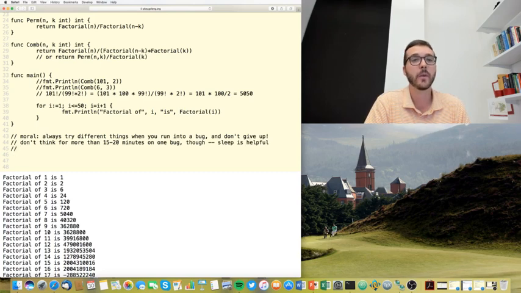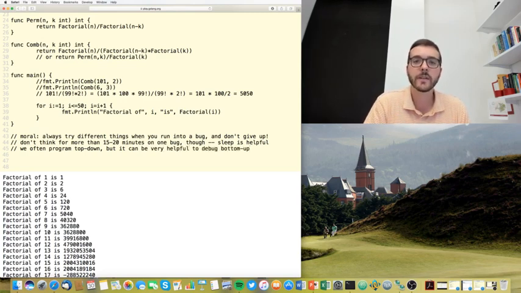And then the last thing that we learned here is that we often program top down, but it can be very helpful to debug bottom up. And that's it for this lesson. I just wanted to provide a short lesson on debugging and to provide those general ideas for helping you out when you hit a snag in your code.